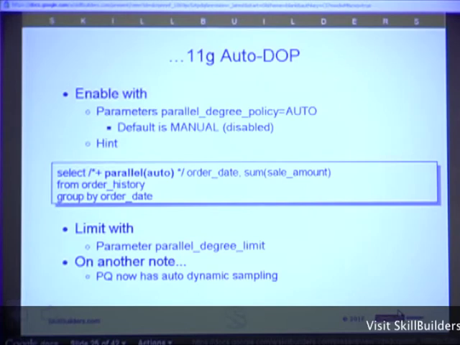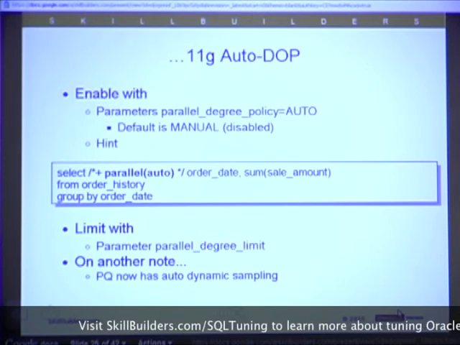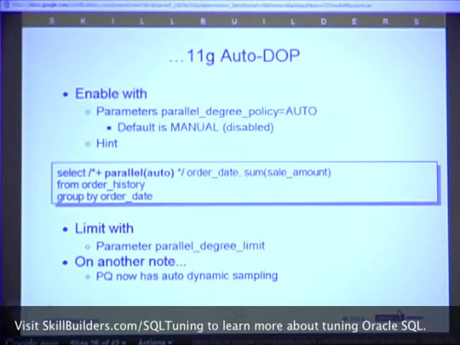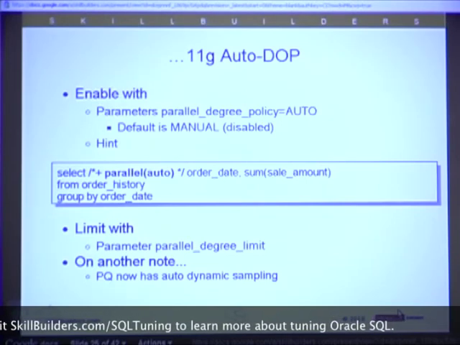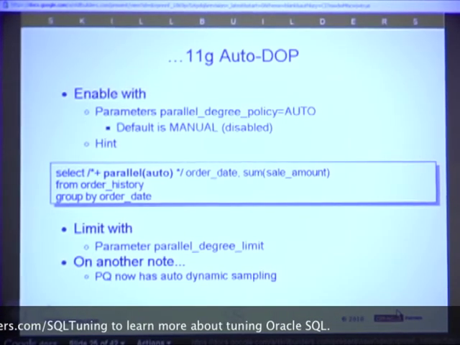Correct, and it's off by default. That's right. There is a setting. It's off by default, and the parameter parallel_degree_policy equal to auto would have to be set. Just as another aside, not really related to auto DOP, parallel query now has automatic dynamic sampling. So Oracle will make a determination internally when and if to turn on dynamic sampling if you use parallel query, DOP or otherwise.